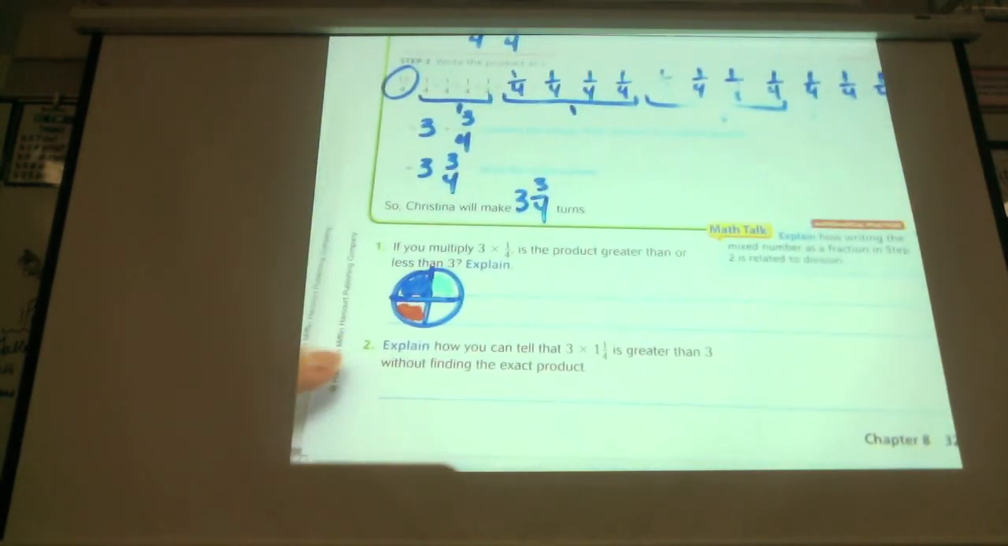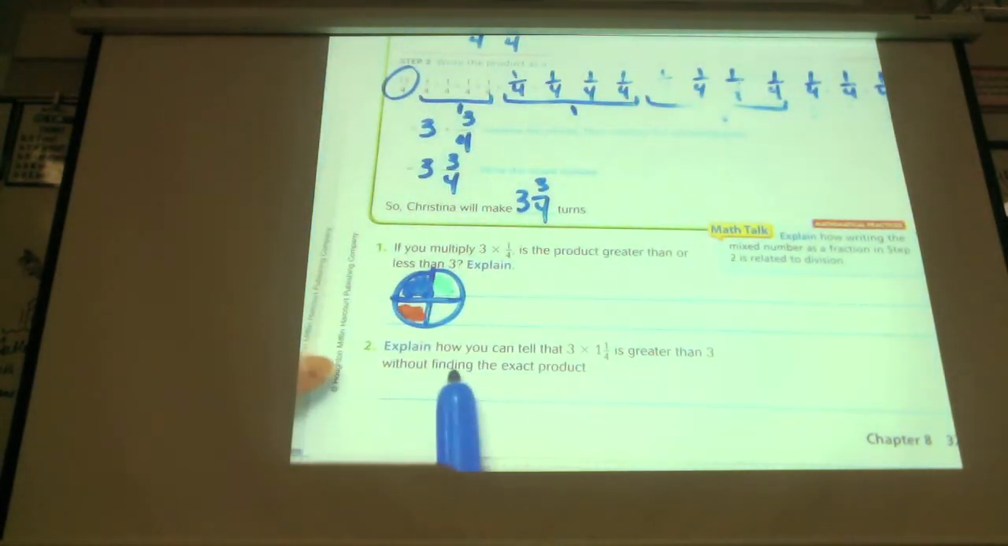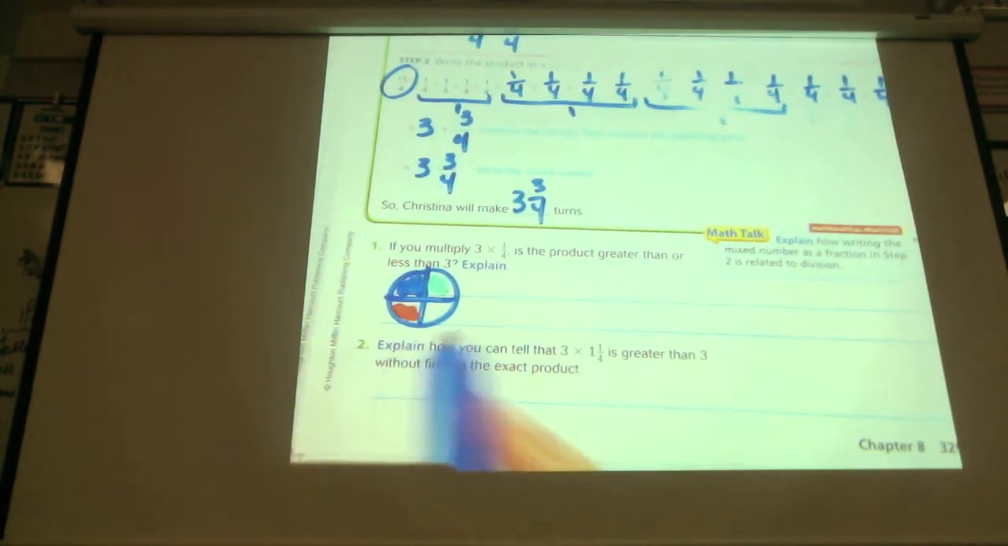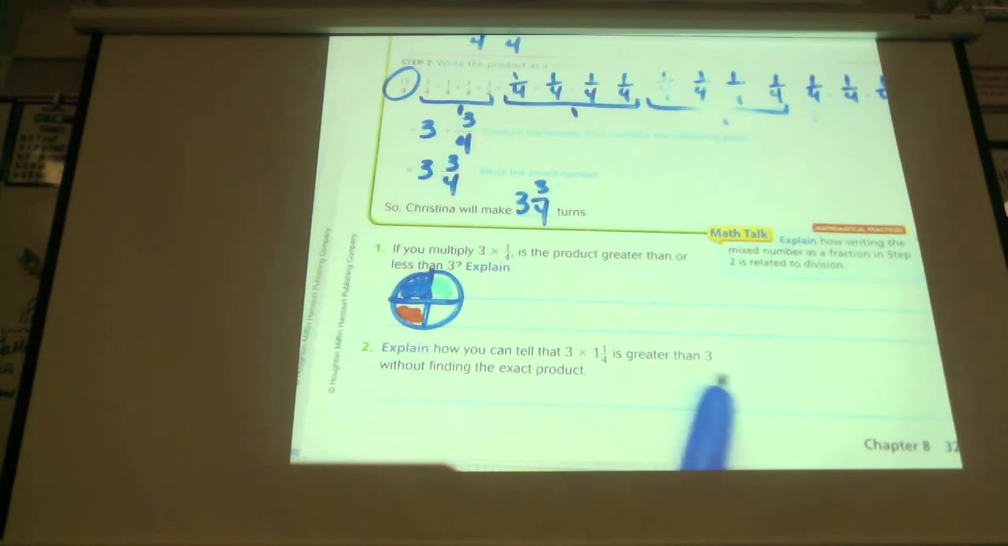So I just kind of explained. See if you followed or if you can come up with your own explanation. How can we tell then that 3 times 1 1/4 is greater than 3? What she said was that you know that 3 times 1 1/4 is going to be greater than 3 because you know that 3 times the 1 wholes is going to give you 3. And then on top of it, you're going to be adding some fractions.